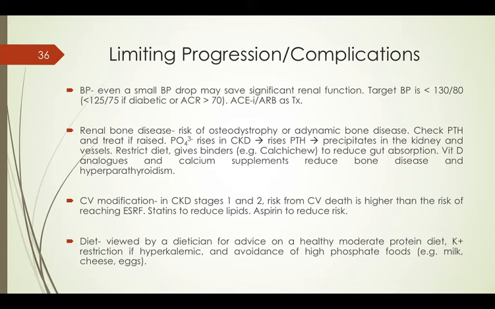So, complications and how we're going to reduce the risk of progression. Blood pressure, easy, ACE inhibitors or angiotensin receptor blockers. Renal bone disease, we can give phosphate binders for that, and vitamin D supplements.